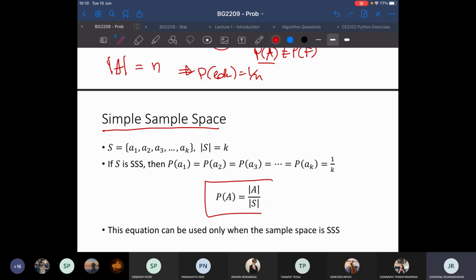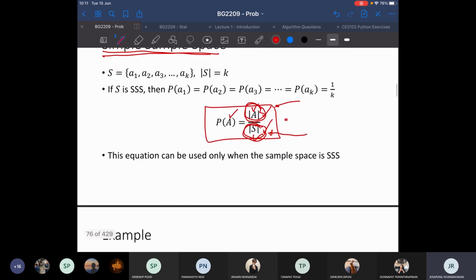Therefore, if you want to compute P(A), you are going to use the absolute value of A divided by the absolute value of S. So you count how many elements are in A and divide by how many elements are in S. So this one is for a simple sample space P(A). We count how many in A and how many in S. S is the sample space, and A is the event A that we want to compute the probability of.